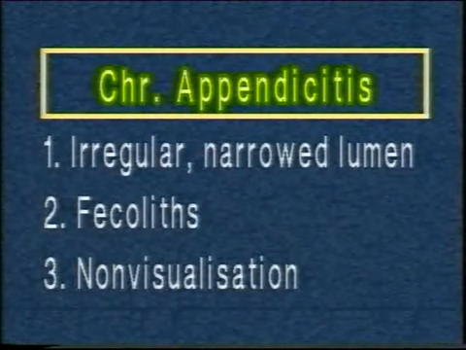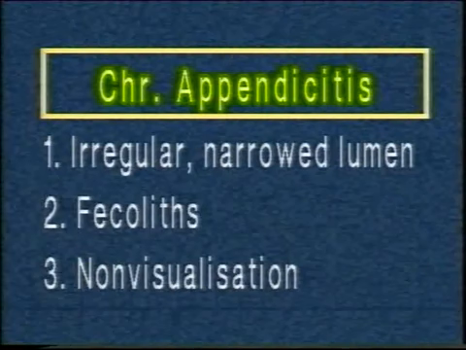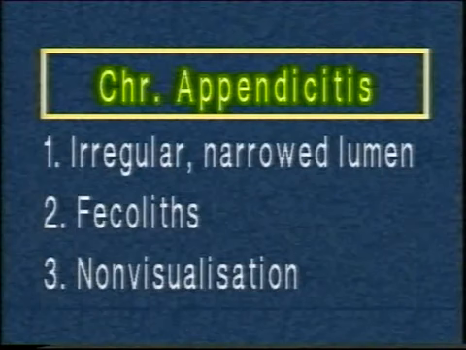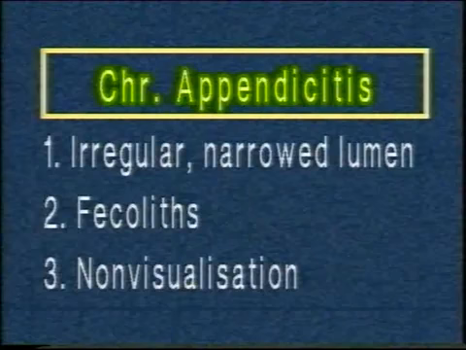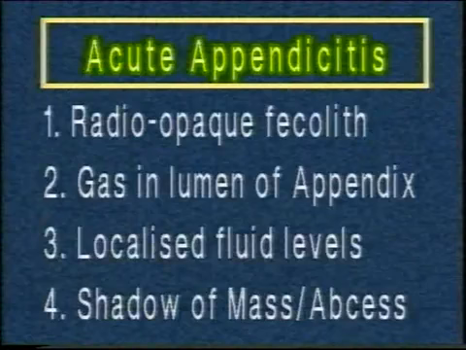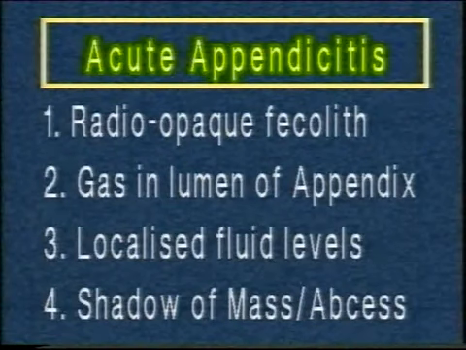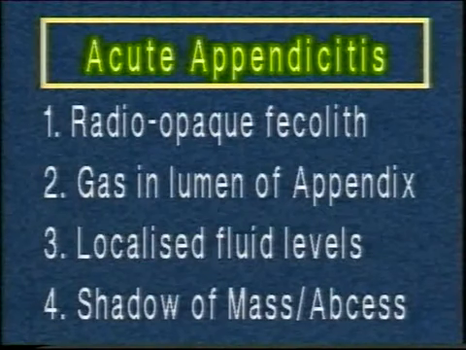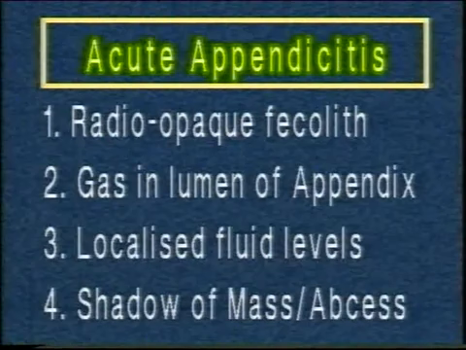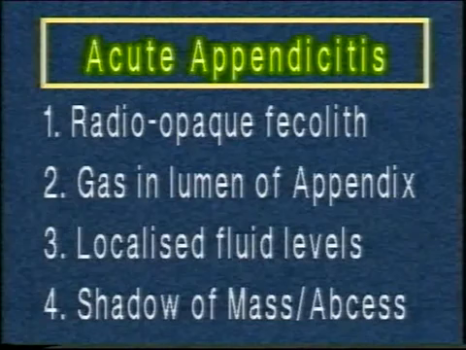So the radiological features of appendicitis on barium meal are irregularity and narrowing of the lumen of the appendix, presence of fecoliths, and non-visualization, that is non-filling of the appendix. In acute appendicitis, a barium meal would not be done, but on plain X-ray, presence of a radio-opaque fecolith, gas in the lumen of the appendix, localized paralytic ileus, and presence of a soft tissue shadow of a mass due to appendicular abscess are suggestive of acute appendicitis in plain X-ray.